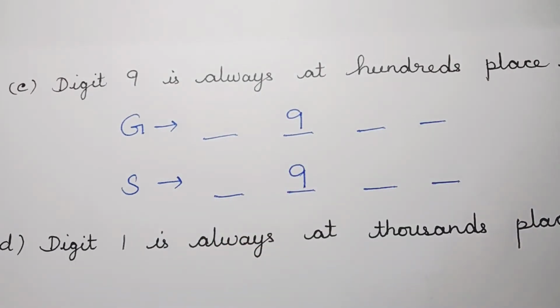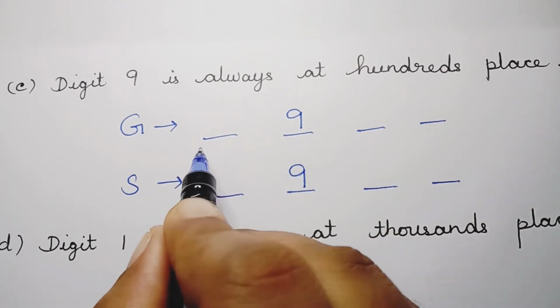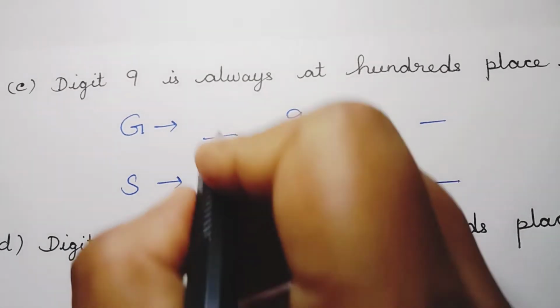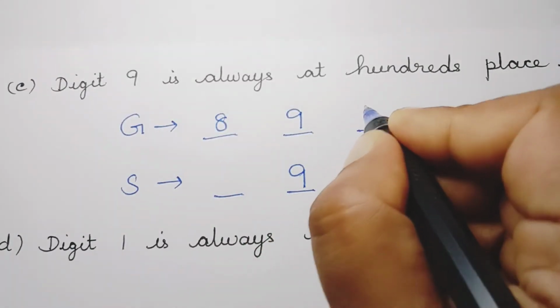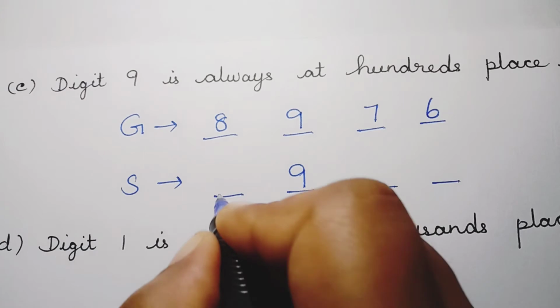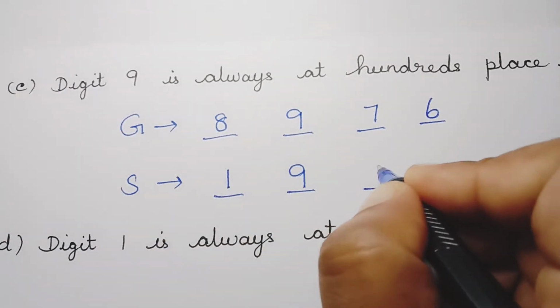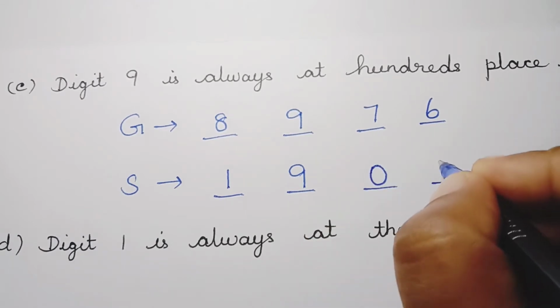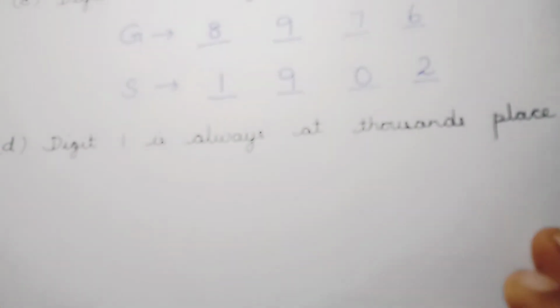Then we have to write the greatest number. For a greatest number, you have to write in decreasing order from 9. So 9 is already there. So what can we do? Write 8. So 8, 9 is here, then 7, 6. Then the smallest number. 0 can't be written first, so you can write 1. The next numbers can be 0 and 2. So it's very easy, just practice it. So one more question.